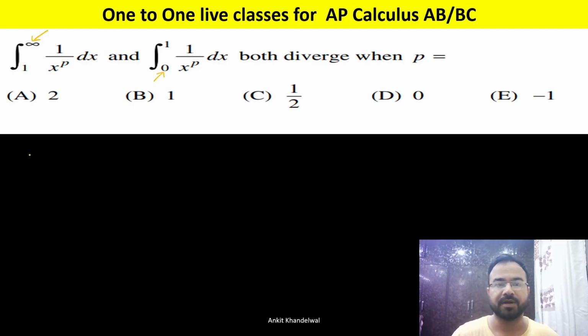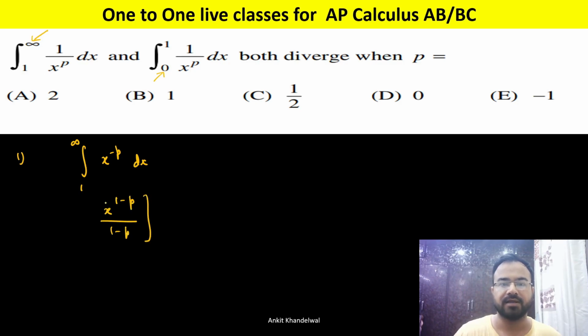How to solve the improper integral? I am solving the first one first. So 1 upon x to the power p, if I integrate it, it becomes the integral of x to the power of minus p dx from 1 to infinity, and this will become x to the power of minus p plus 1, so basically 1 minus p, upon 1 minus p, and the limit is going from 1 to infinity.